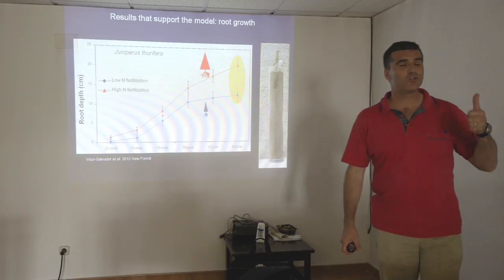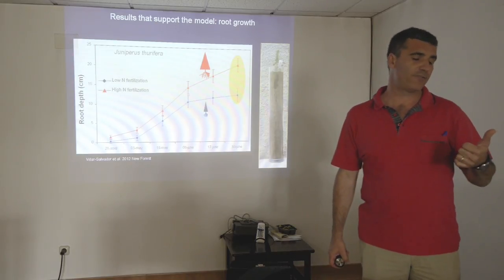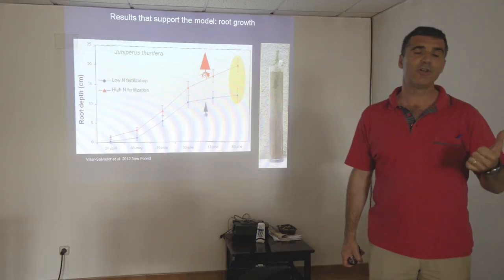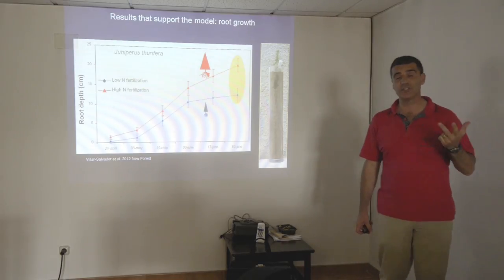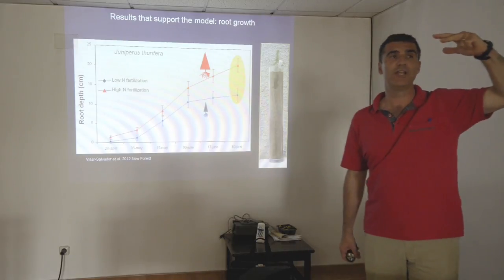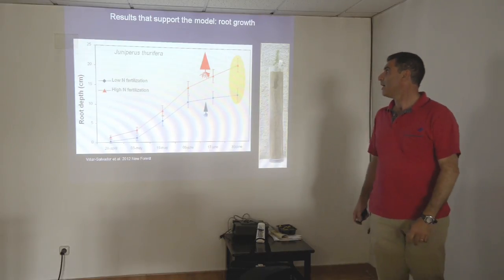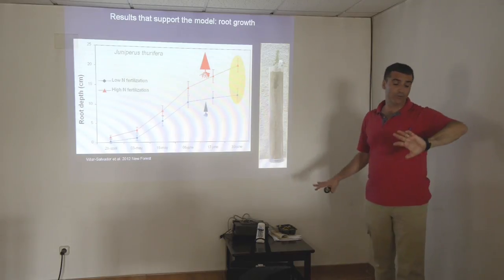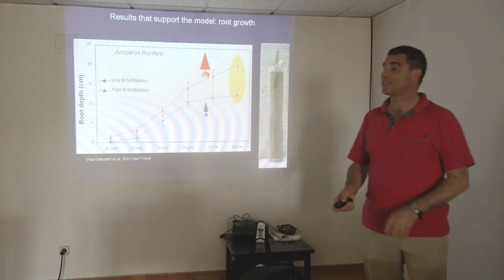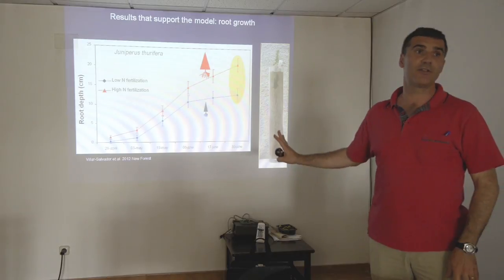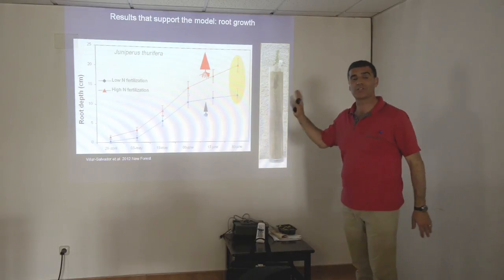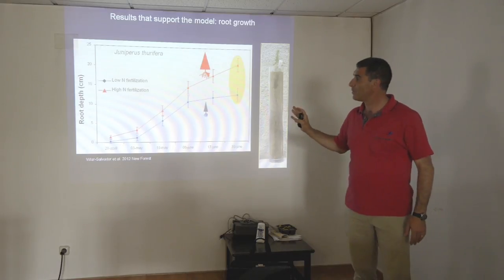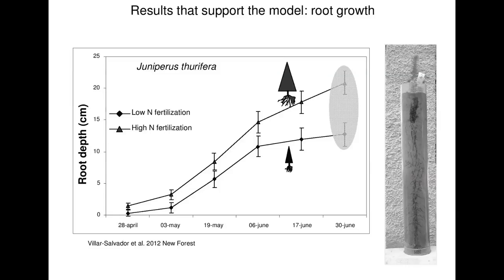So, 2-3 physiological processes are the root growth, the capacity to remobilize nutrients, and the capacity to be hydrated, or to maintain a high water potential during the dry season. So, what I'm going to show you, as far as I can, is some results that support this conceptual model. Okay, when we developed the model, we started to develop experiments in order to test the main hypotheses that can be derived from the conceptual model.